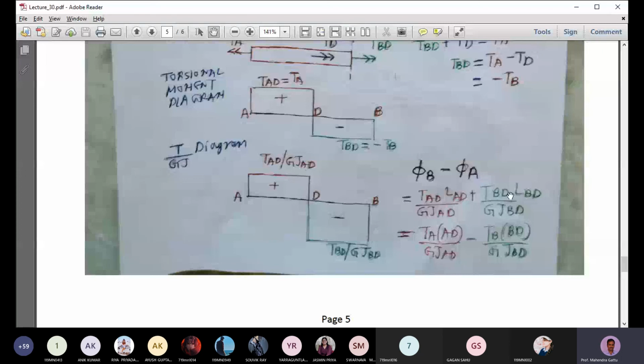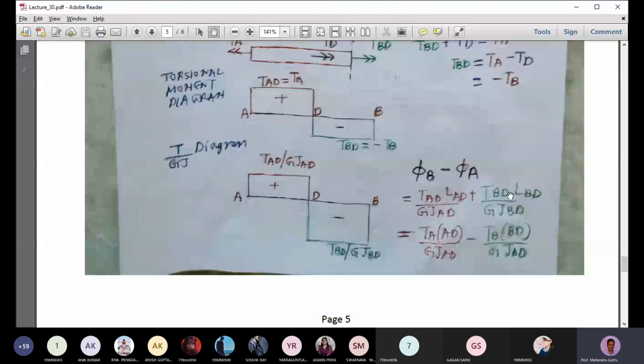That means the section at B will not move with respect to the section at A. There will be no relative rotation there. So from this condition we get TA times LAD by GJAD is TB times LBD by GJBD. The lengths will cancel out, and G will cancel. The polar moment of inertia of the solid section is pi r to the power 4 by 2, and for the hollow section it is pi by 2 times r2 to the power 4 minus r1 to the power 4. So we get TB equal to TA times r2 to the power 4 minus r1 to the power 4, divided by r2 to the power 4.